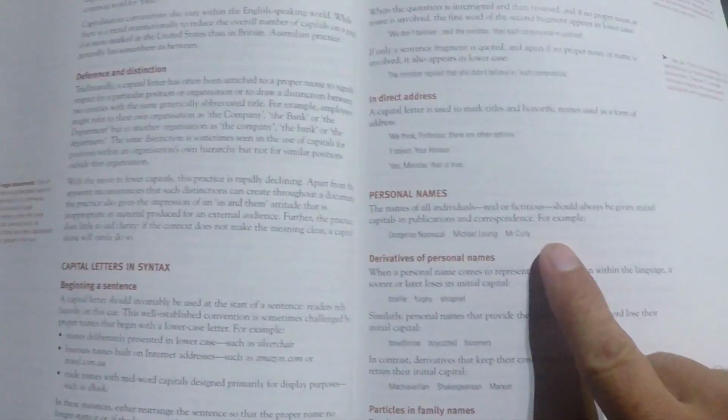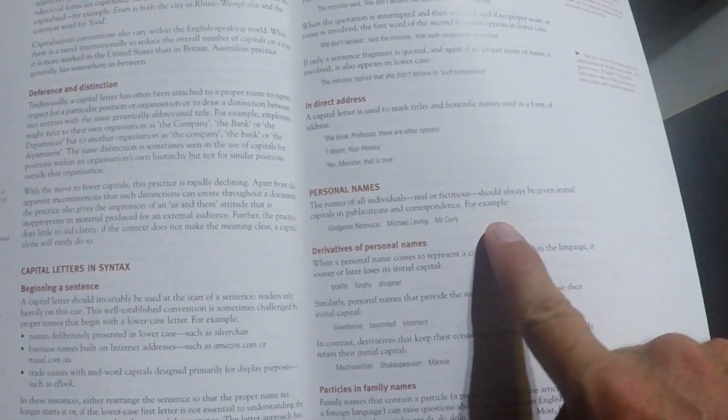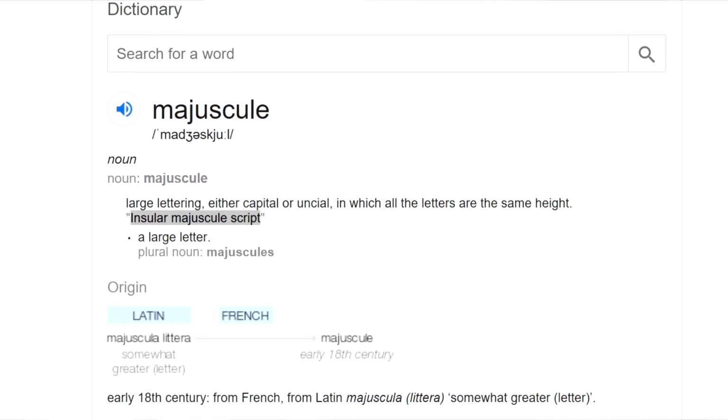Okay, and the Chicago is the official style of the Australian Bar Association. This is on their website. So this one, here we go, personal names. Names of all individuals, real or fictitious, should always be given initial capitals in publication and correspondence. For example, same thing, one capital letter, rest in lowercase. Not the all majuscule or uppercase they keep talking about.